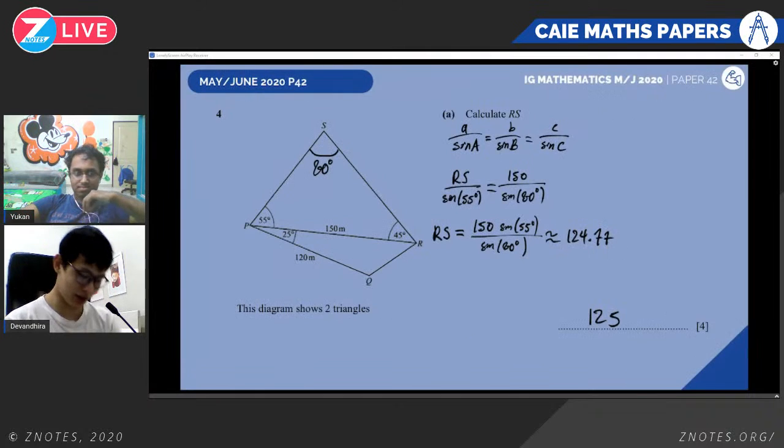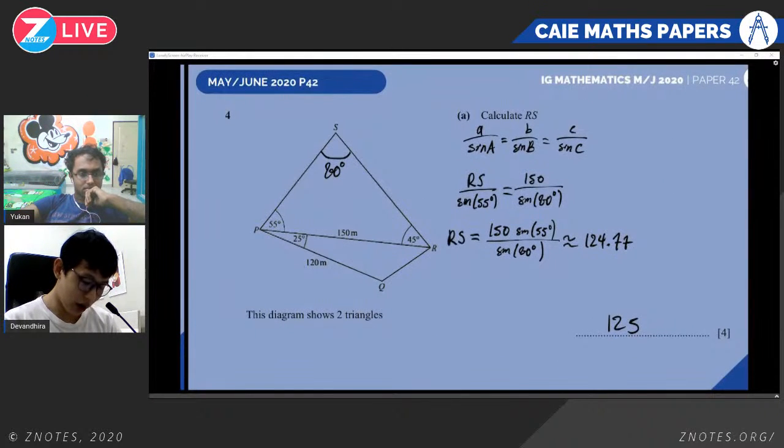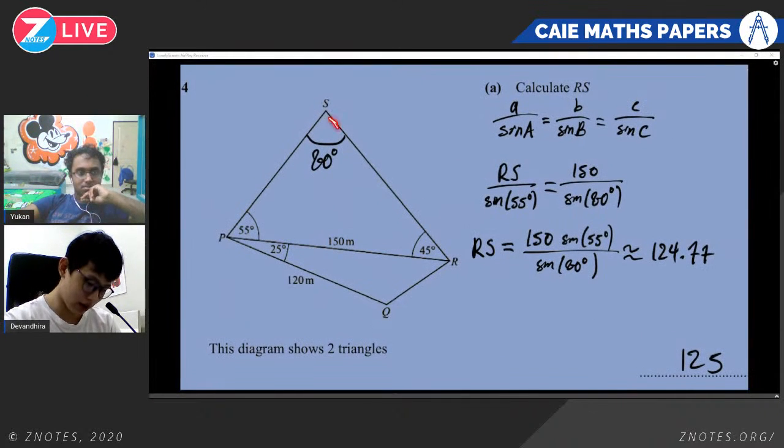Right. So next question. Calculate RS. So RS is right here. This is RS.